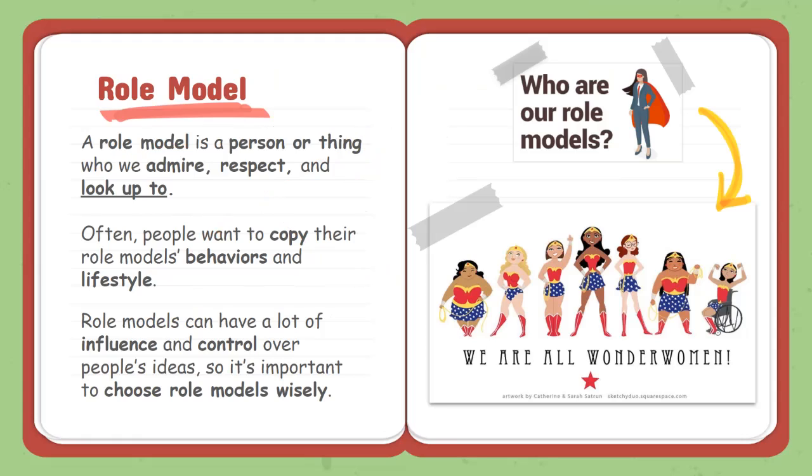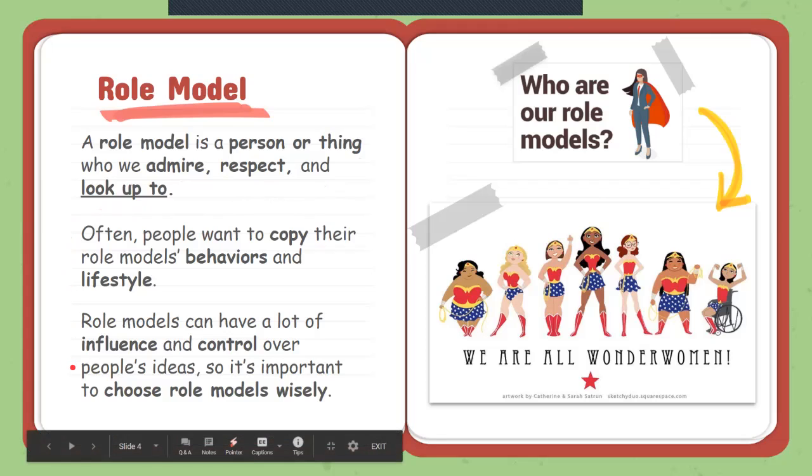Well, my definition of a role model is a person or thing who we admire, respect, and look up to. Often, people want to copy their role models' behaviors and lifestyle. Role models can have a lot of influence and control over people's ideas. So it's important to choose role models wisely. So a role model is a person or thing who we admire and respect.